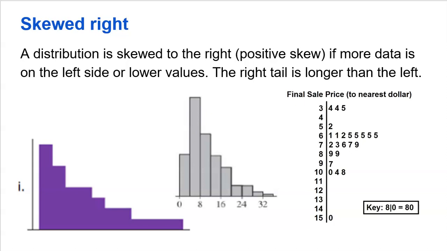You could kind of think of it as your right foot. Your right foot has the bigger toes on the left, smaller toes on the right. That's your right foot, skewed right. That's kind of how I think about it. But anyway, that's skewed right, where we see the tailing off to the right-hand side.